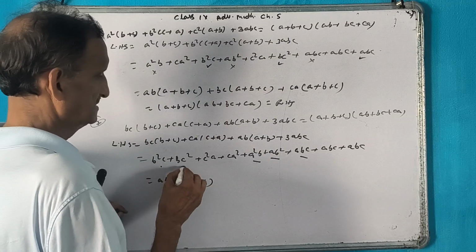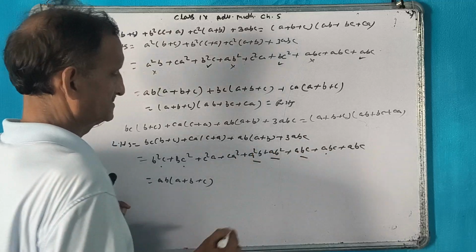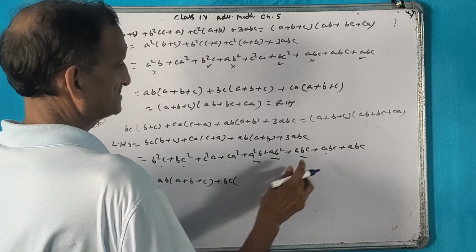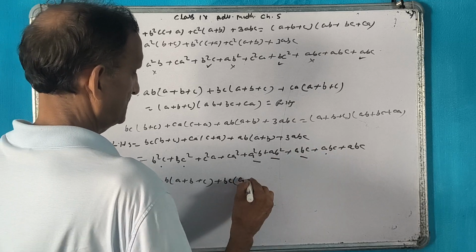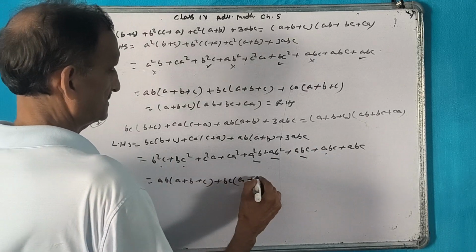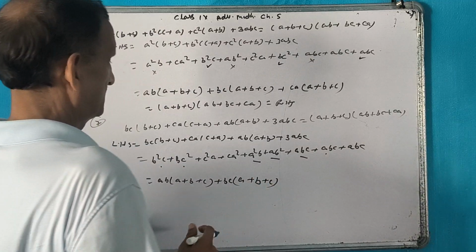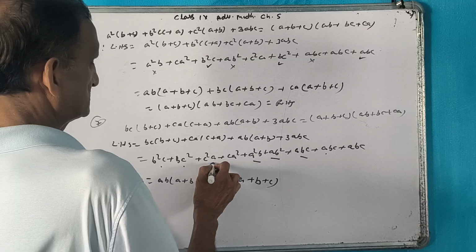From this, and this, what is common this time? BC is common. So you will take BC common from here. What will you get here? A. From here BC is common, what will you get here? B. BC is common, what will you get? C. And the remaining 3 terms here.